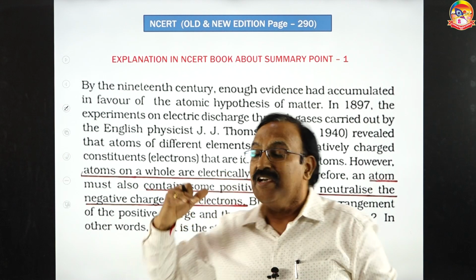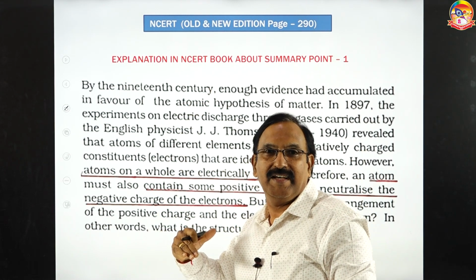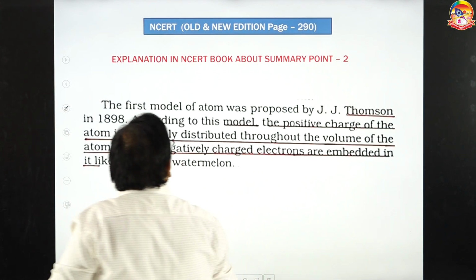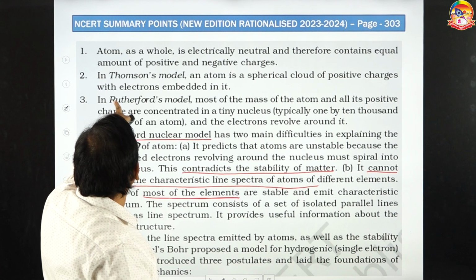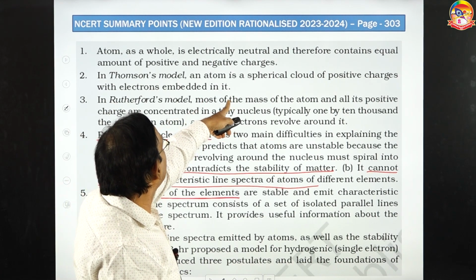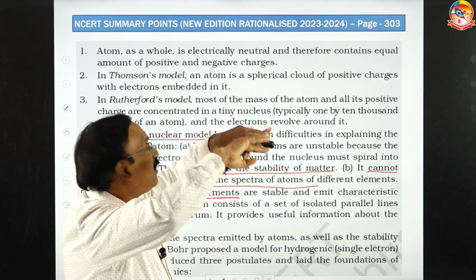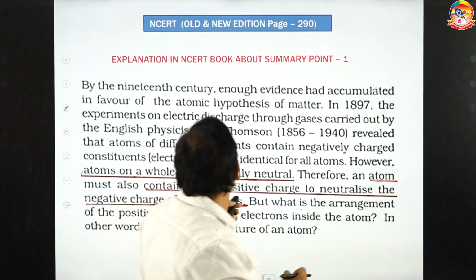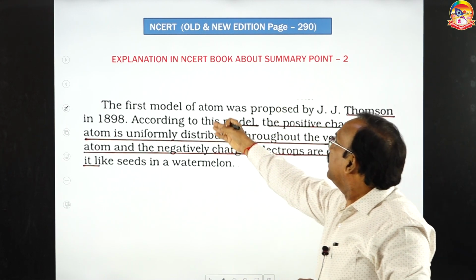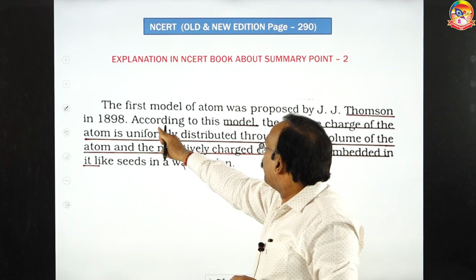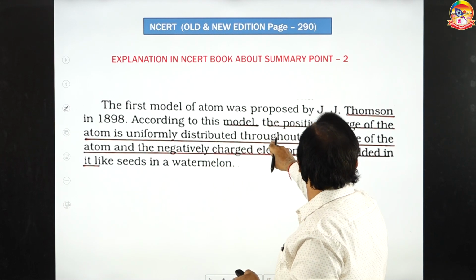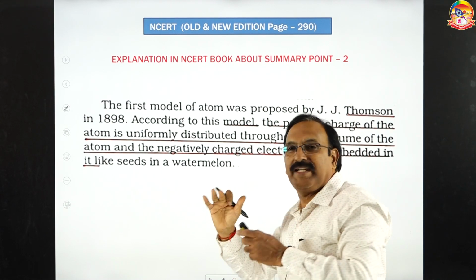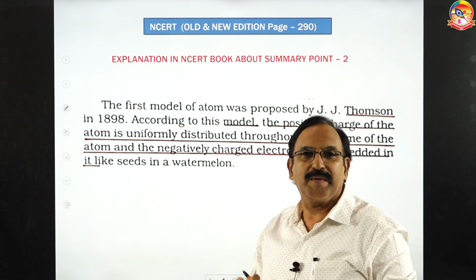We want to understand the series of summary points they have given, and what the link is between one summary point and the other. As far as summary point 2 is concerned, the Thomson model says that the positive charge exists as a cloud in the atom, and electrons are embedded in it. That is also well explained on page 290. According to Thomson, the positive charge is uniformly distributed throughout the volume, and the negative charge, the electrons, are embedded in it. So that is also exactly correct.